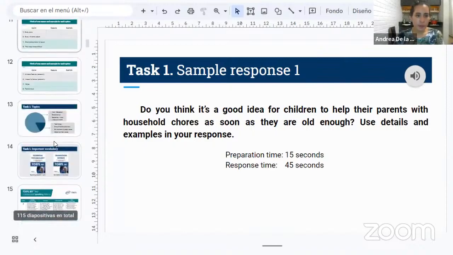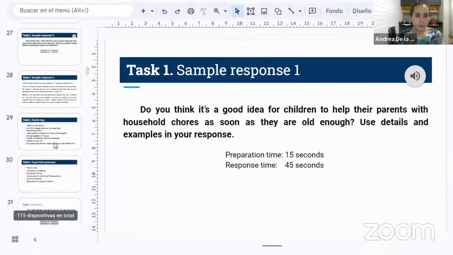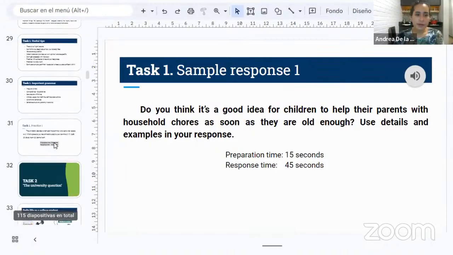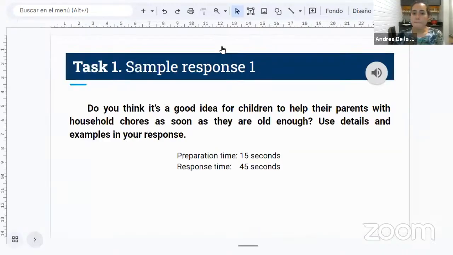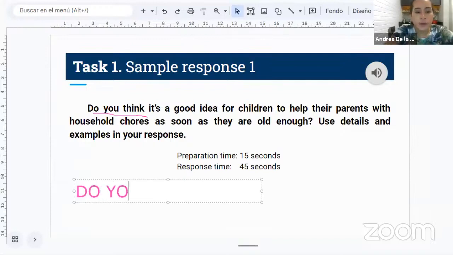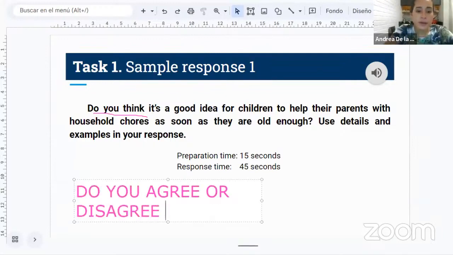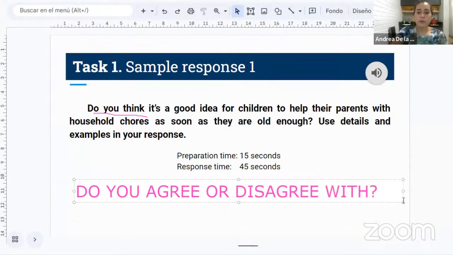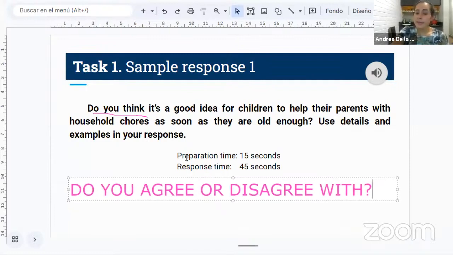Hang on, I think I have it here. It doesn't really matter what type of question you get because there are many types. For example, I can tell you, do you think it's a good idea or not? Sometimes you have, do you agree or disagree with the following statement? And they tell you, children should help their parents with household chores. Same thing there. You don't have more options than saying, I agree that children should do household chores, or I disagree.